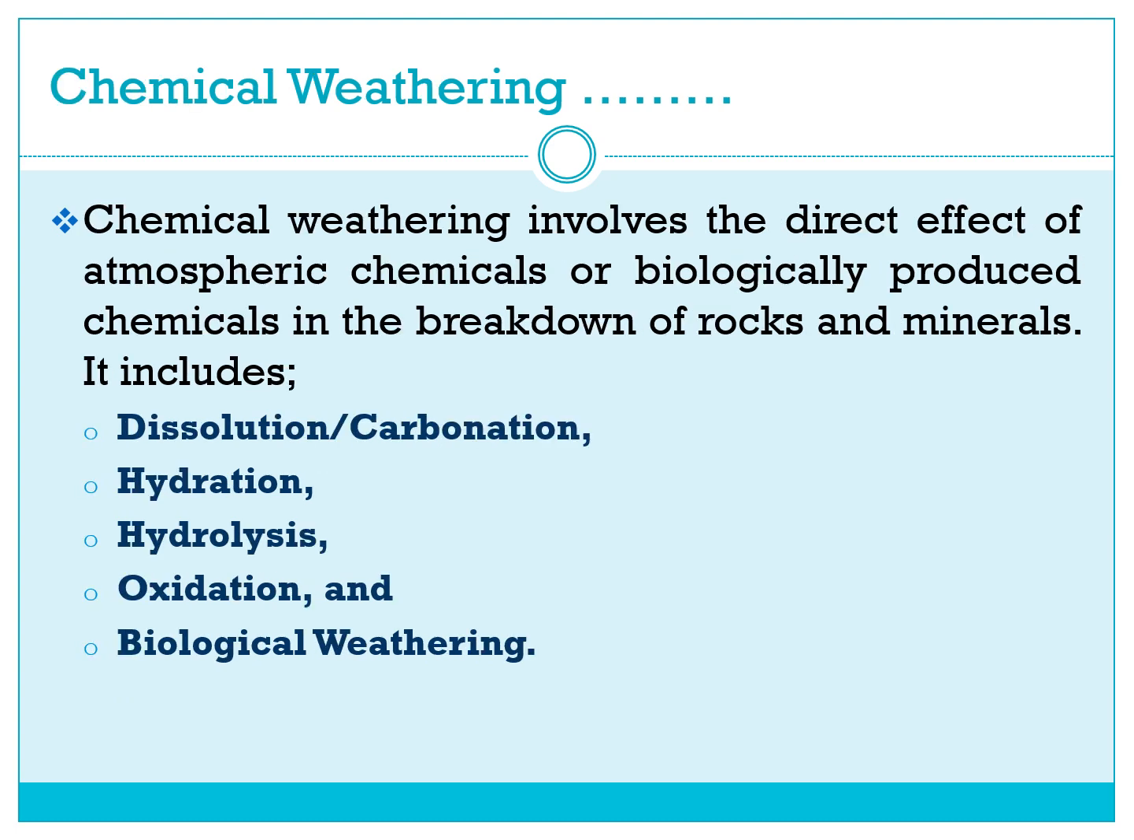Chemical weathering. Chemical weathering involves the direct effect of atmospheric chemicals or biologically produced chemicals in the breakdown of rocks and minerals. It includes dissolution or carbonation: minerals containing calcium carbonate, like limestone, dissolve in acidic water, weakening the rock. Hydration: minerals absorbing water molecules causes them to expand and weaken, leading to breakdown of the mineral structure.